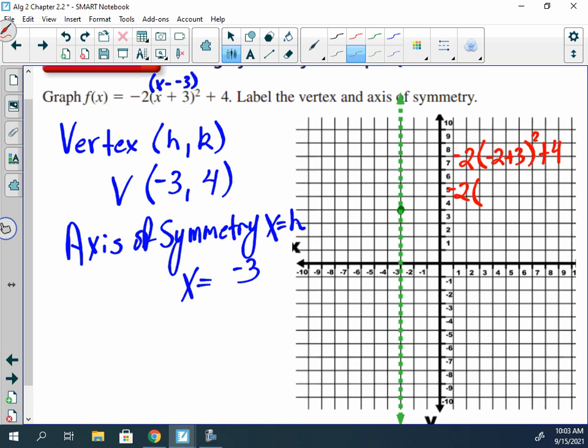Well, negative 2 plus 3 is 1. 1 squared is 1. 1 times negative 2 is negative 2, and negative 2 plus 4 is 2. So at negative 2, 2, we have a point. So that's one of our points.